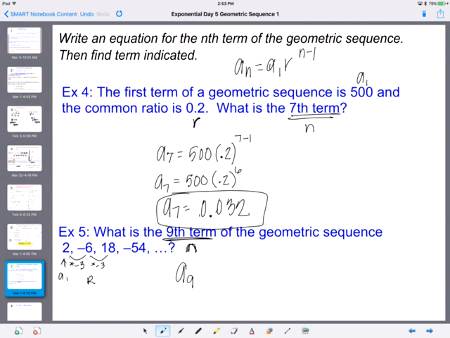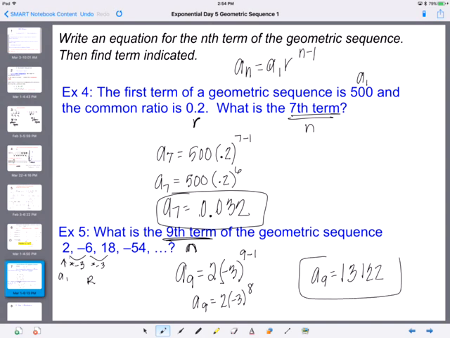So we're looking for the ninth term, a sub 9. We start with a value of 2. We figured out our common ratio is negative 3. And we are looking for the ninth term, so we take n minus 1. We can rewrite that as a sub 9 equals 2 times negative 3 to the 8th power, and when you type that into your calculators, you should get that the ninth term is 13,122. 13,122 would be the ninth term in the geometric sequence.